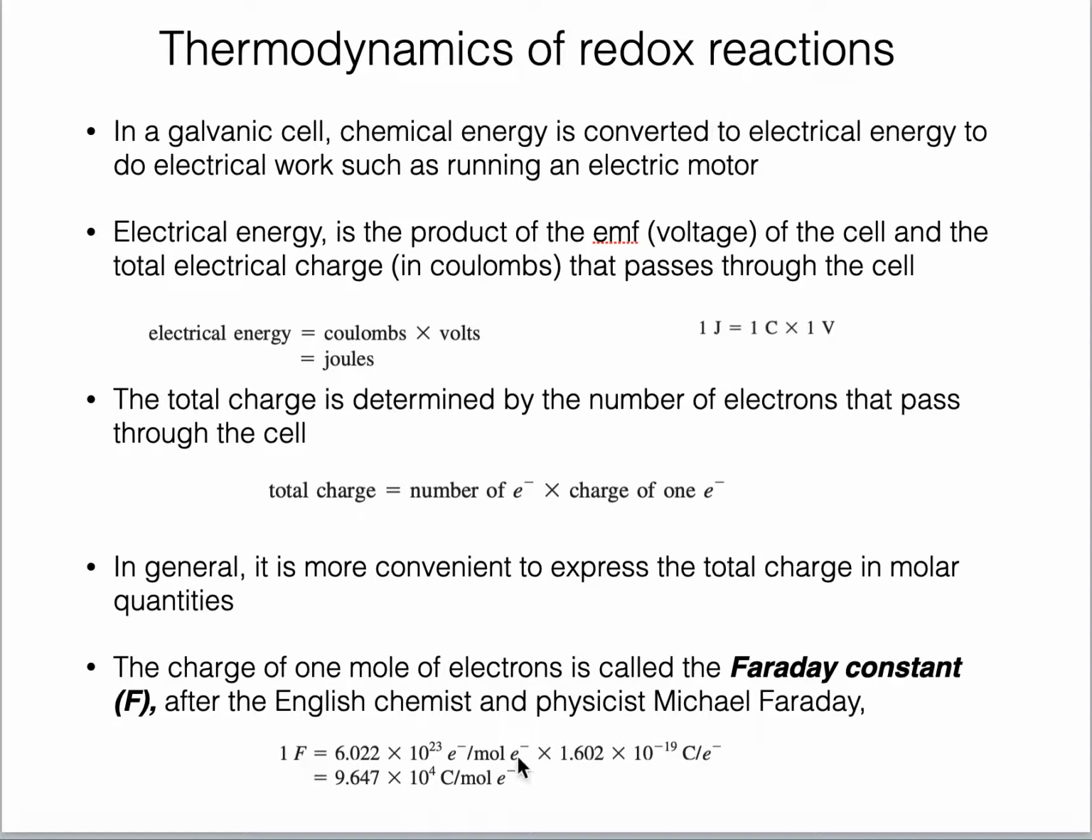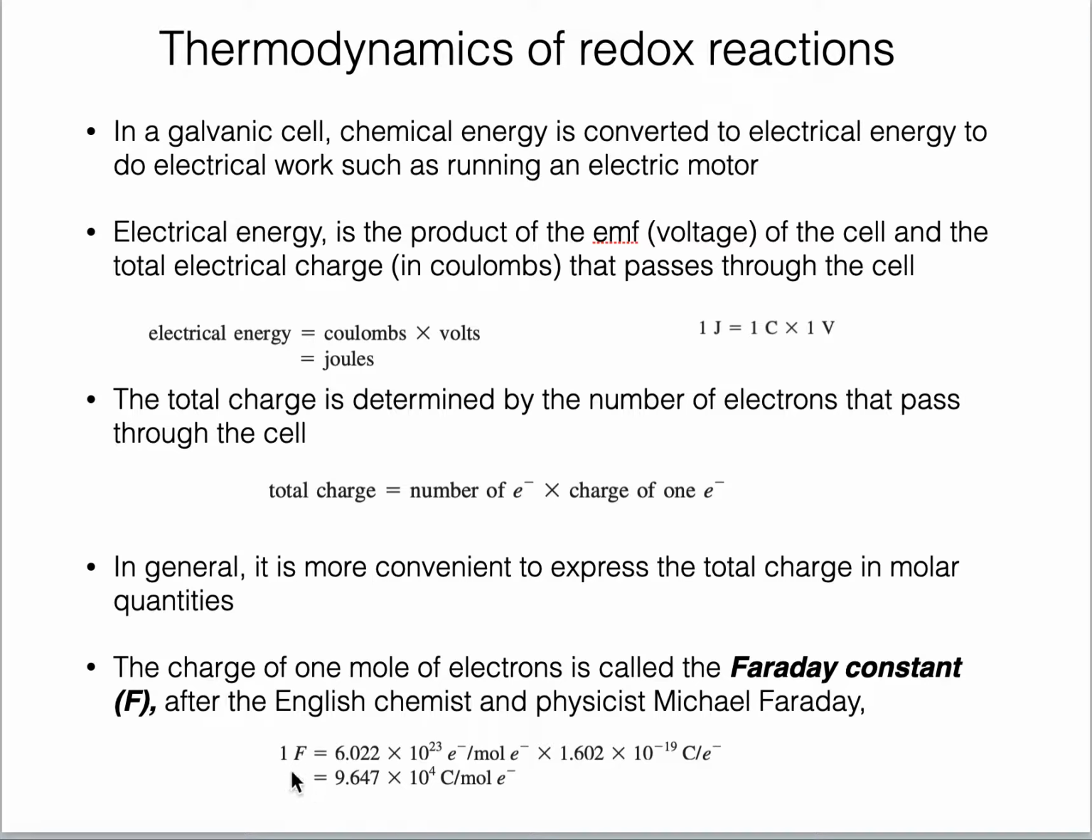Charge on 1 mole of electron is given by charge on 1 electron multiplied by the Avogadro's number. 1.602 into 10 to the minus 19 coulombs is the charge on 1 electron, multiplied by 6.02 into 10 to the 23, which is the Avogadro's number of electrons. So multiplying these two will give the charge on 1 mole of electron. It is a constant quantity known as Faraday's constant, after the name of the scientist who first calculated this charge on 1 mole of electrons.